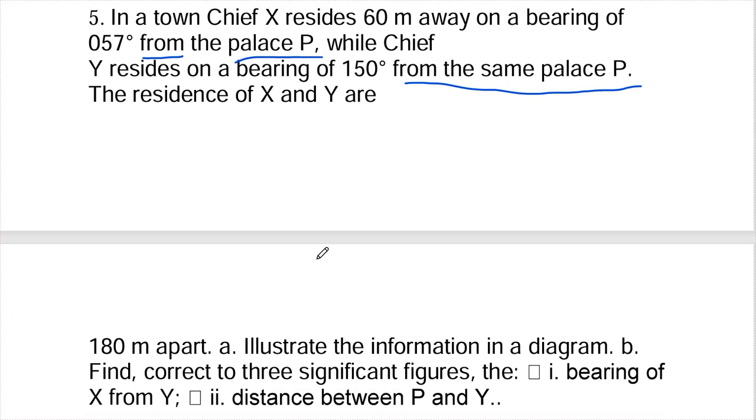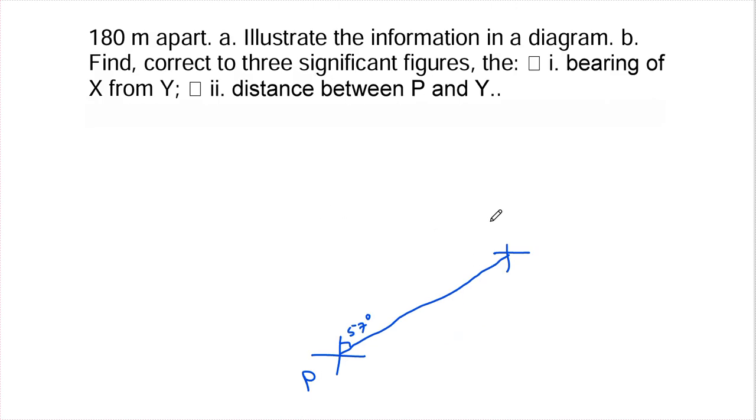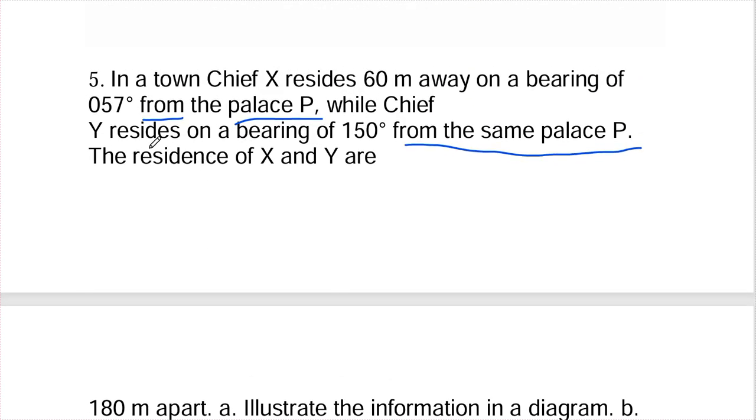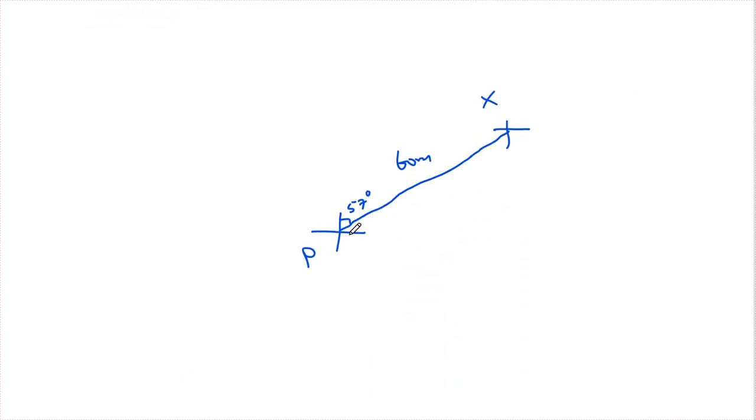Illustrate the information in the diagram. Okay, let's start with this. I'm supposed to draw a bearing from P for both of them. The first one is 57 degrees. So I'm going to have P. 57 degrees means from the north, this is where 57 degrees is. So I'm going to write 57 degrees here, and this is P. The first one we read was 60 meters away. That's X. So this is X, and the distance is 60 meters, right?